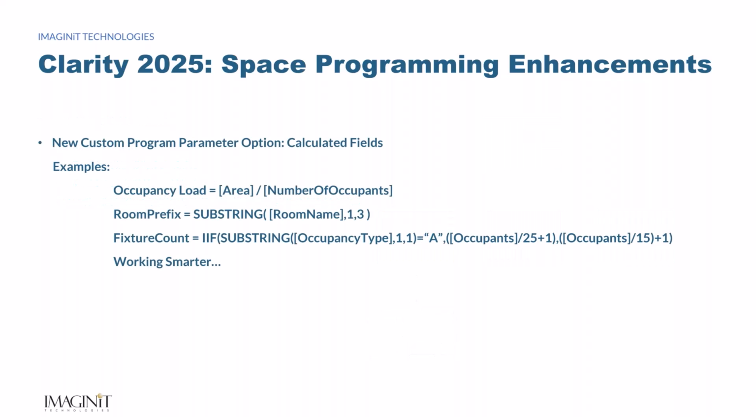Secondly, calculated fields. We've always had the ability to have custom parameters, much like in Revit, and these custom parameters can be tracked and synchronized with Revit, pushed into Revit, used in reporting, all sorts of things. But we can now have these custom parameters be calculated from other parameters, either built in or custom. So there are lots of different things you can do now to create these custom parameters and have them update dynamically.